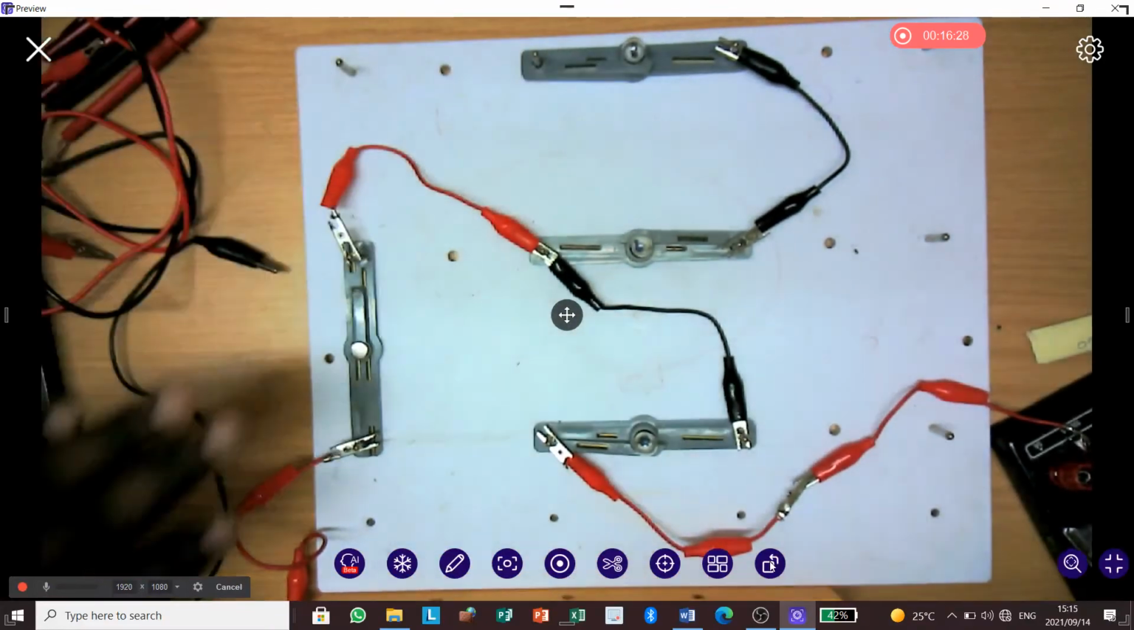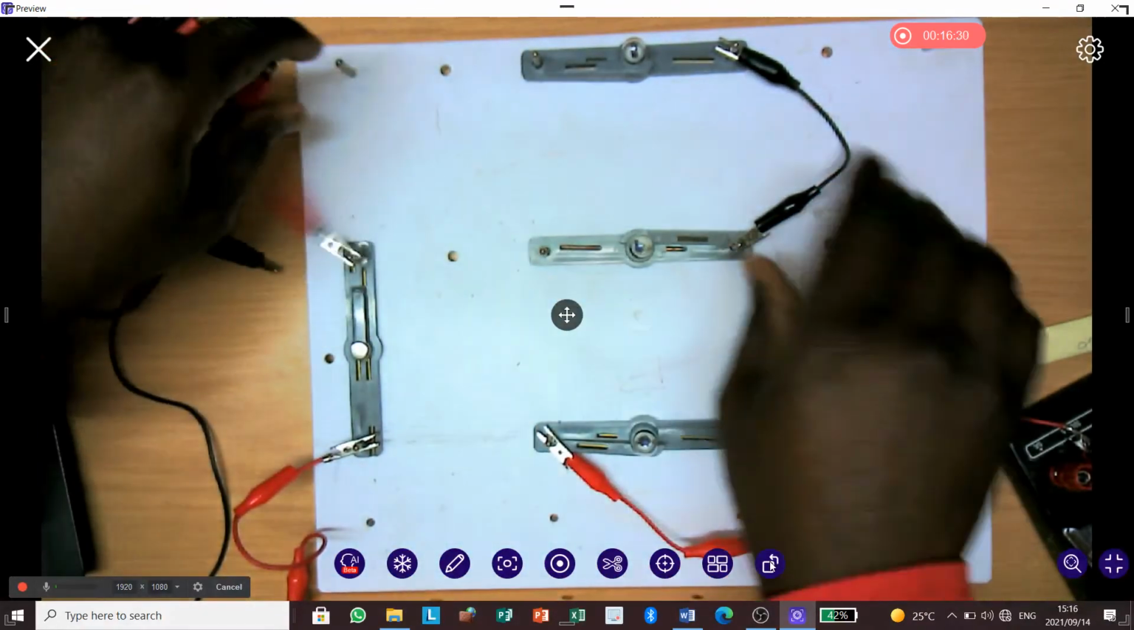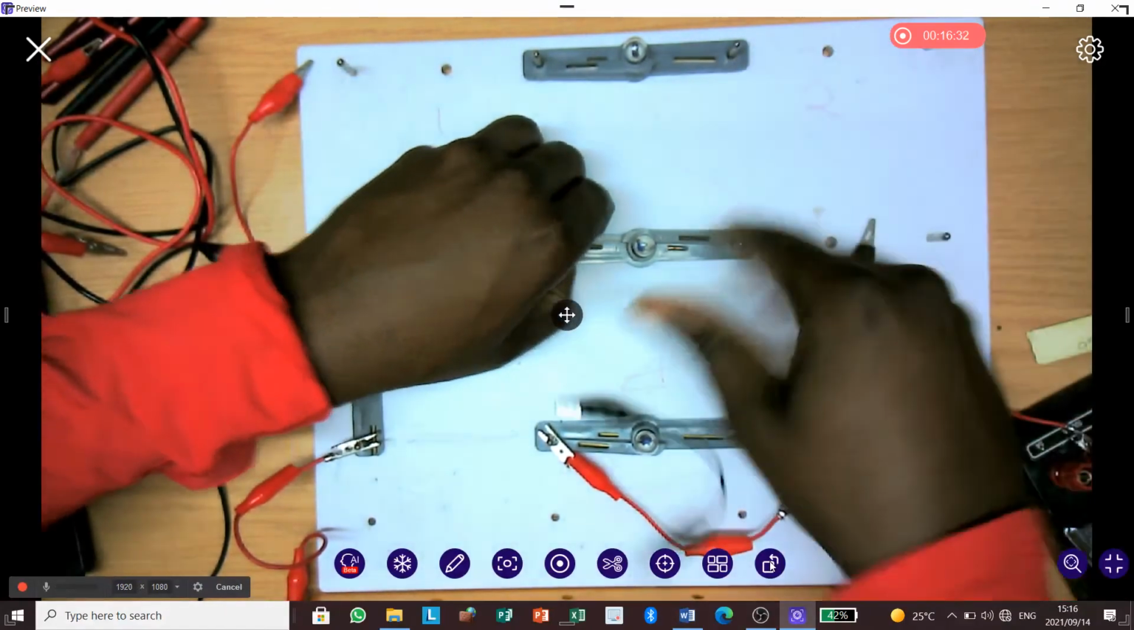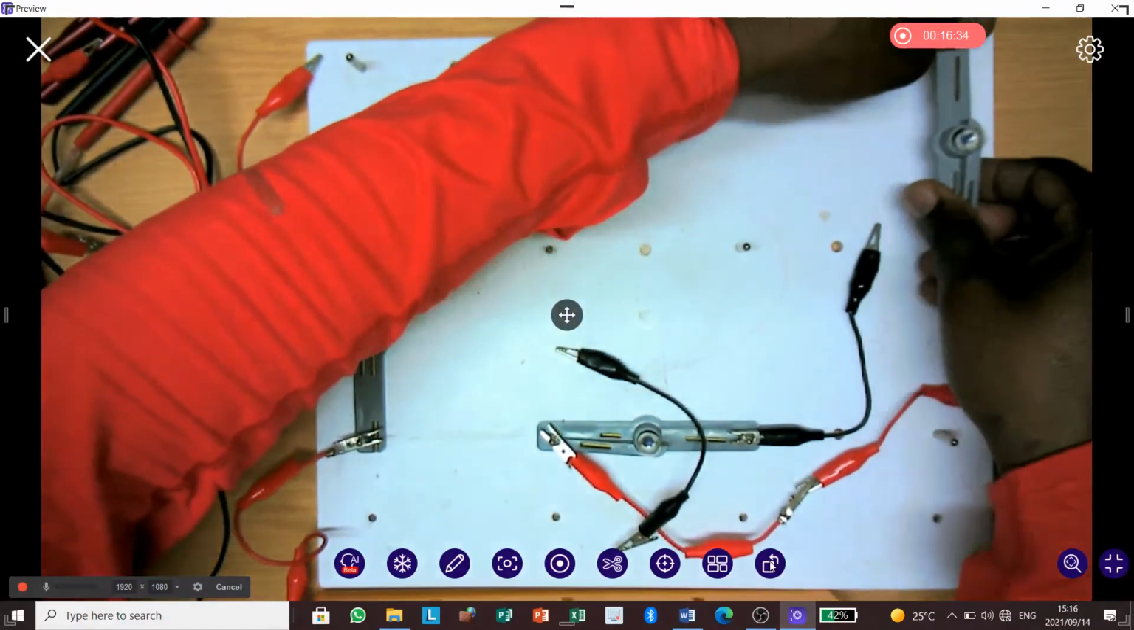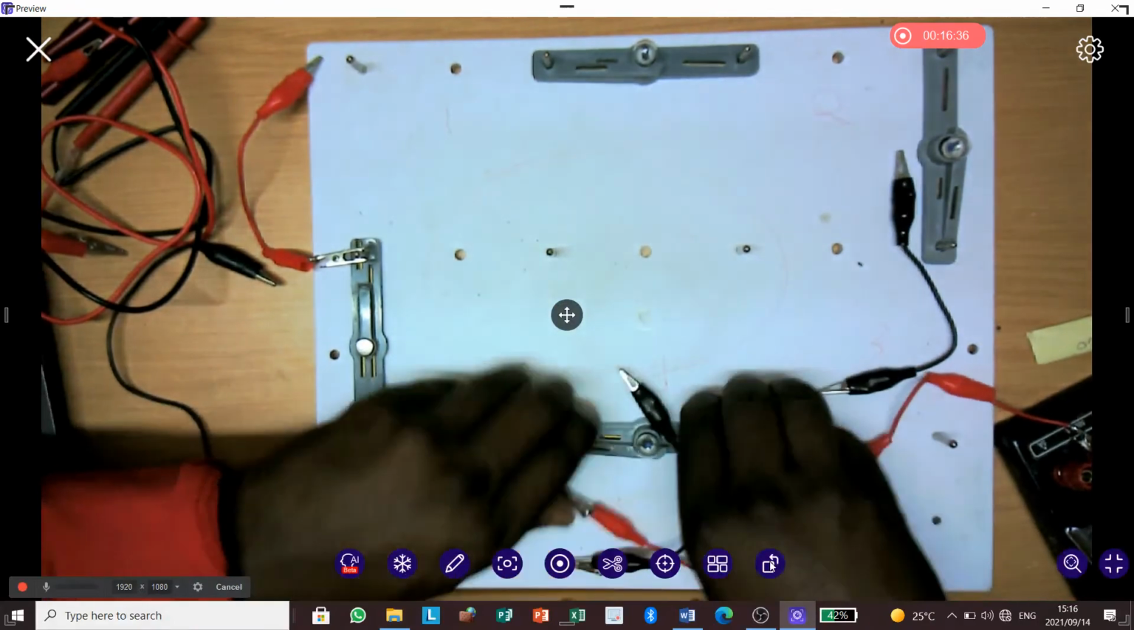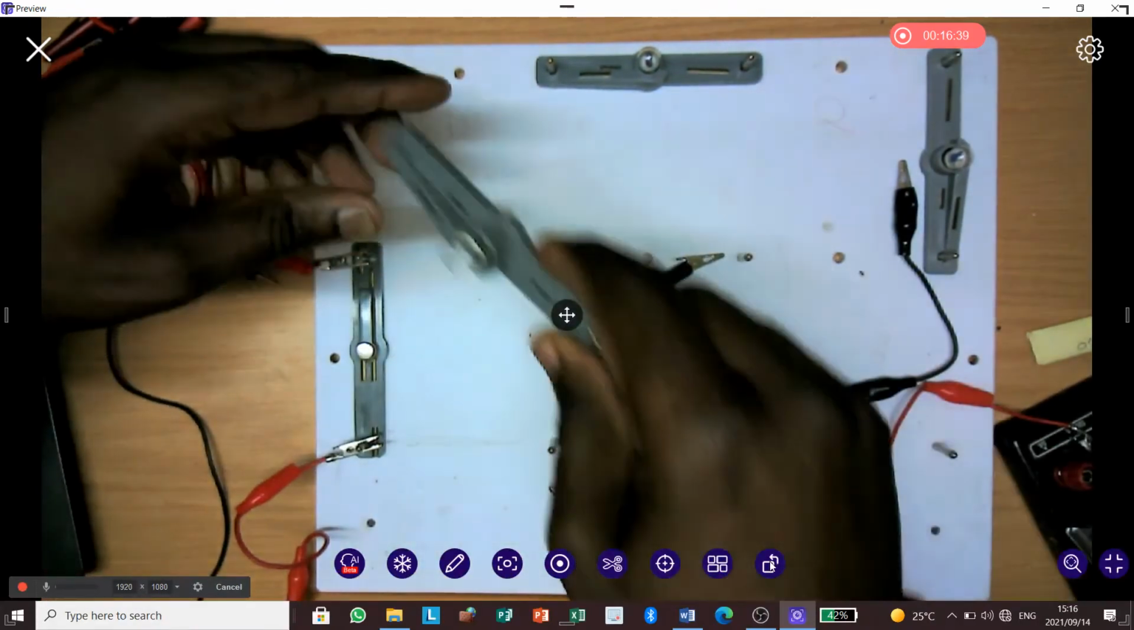Okay, we can put it like that, or we can also put it the normal way, which will be easier for some of you to understand. So we have it like that.